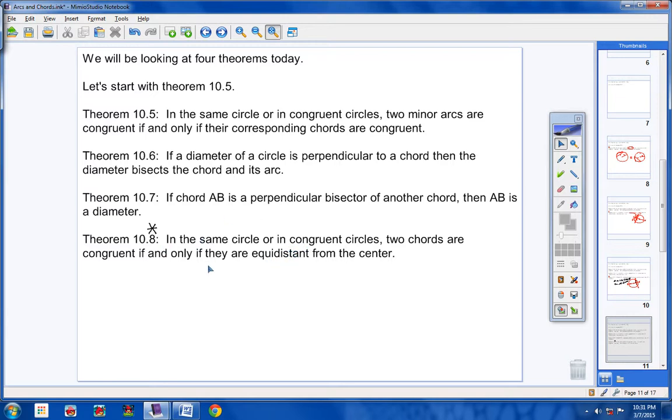Hopefully you're copying this down while I'm talking, okay? In the same circle or congruent circles, okay? Here we go. We can say two chords are congruent if they're equidistant from the center. Or we can say if two chords are equidistant from the center, then they're congruent. Okay? Now I'm going to give you a picture of this in just a second, but the reason I can say that is because it's if and only if. Alright? So here we go.